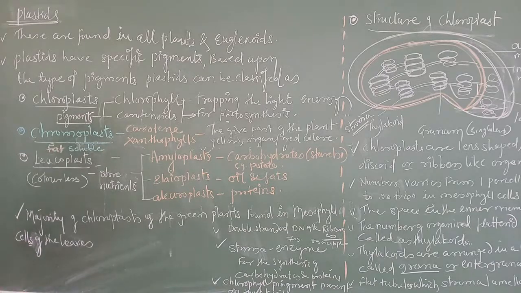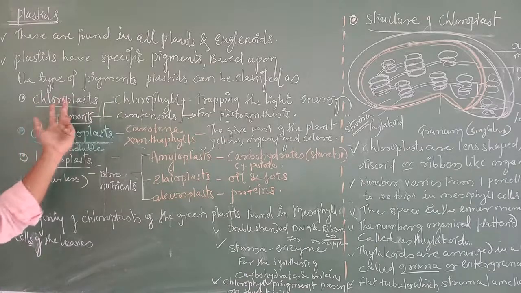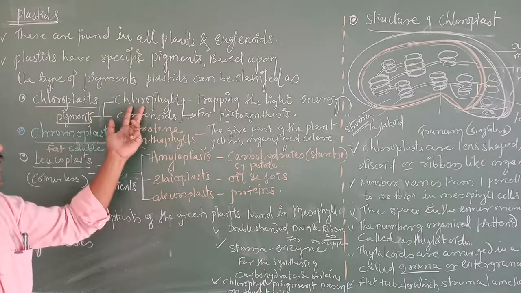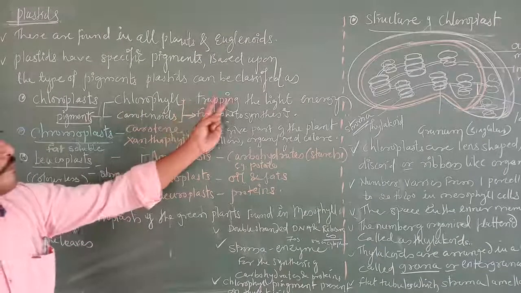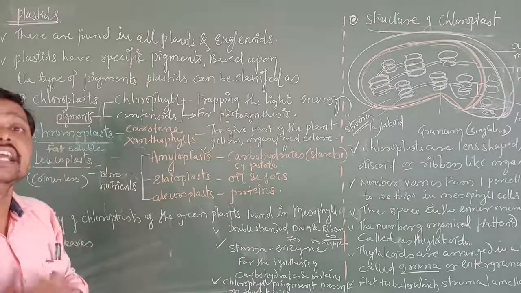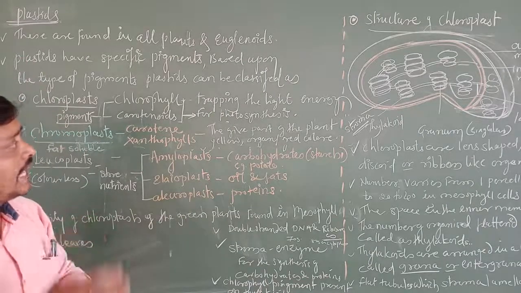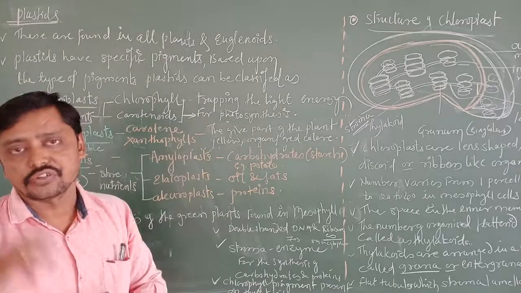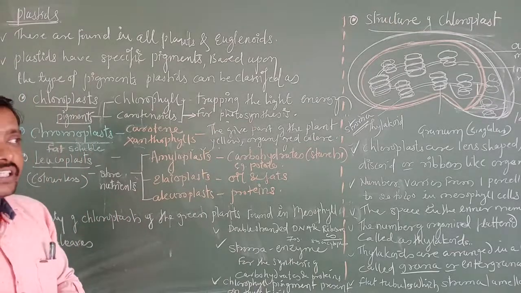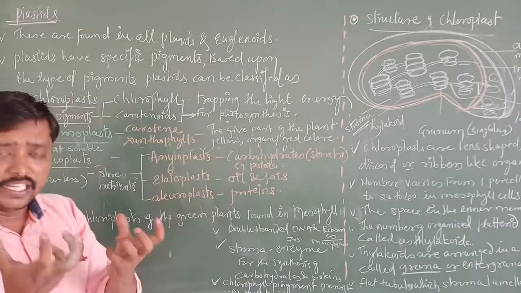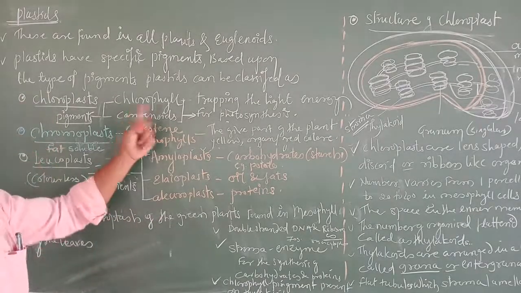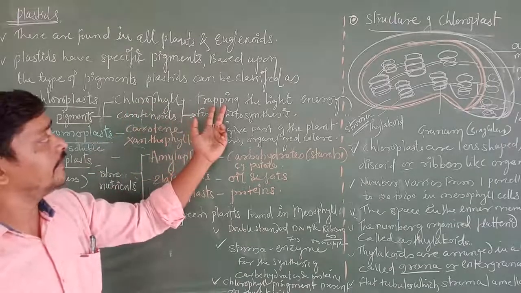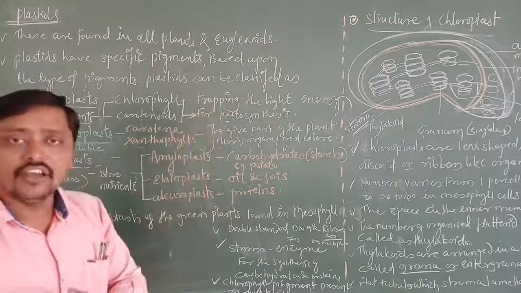Okay. So what is the function of these chloroplasts? First, chloroplast function. Whatever the pigments are there, what are those pigments? Chlorophyll and carotenoids. These pigments are going to trap the light energy. Trapping means catching. Trapping the light energy for photosynthesis. That is done by these chlorophyll and carotenoids. That is what I have written here: trapping of the light energy for photosynthesis.